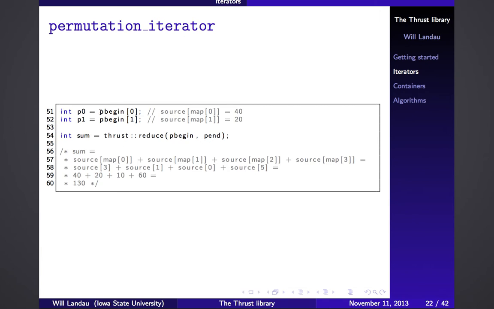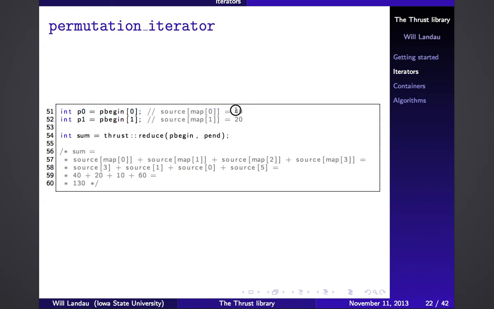Remember, pBegin is a permutation iterator, so since it's an iterator, I can use it as if it were a vector or an array, and I can index it, and when I index it, the values mean the following things. When I say pBegin of 0, that's the same as saying source of map of 0. So pBegin of 0 is just the value of source, but permuted according to map.